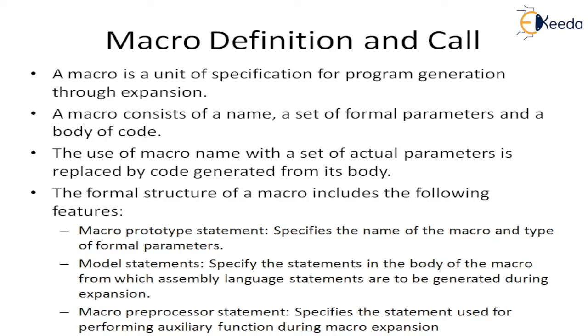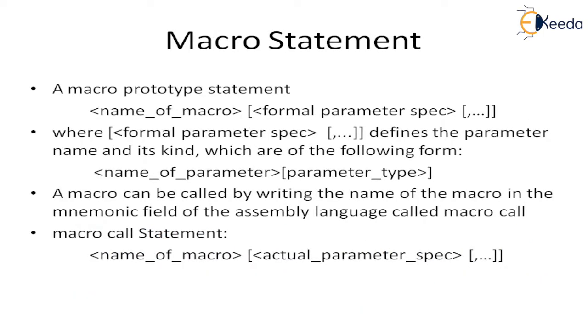The first statement is the macro prototype statement, which specifies the macro name and the formal parameters. The model statement specifies the body of the macro, and the macro preprocessor statement specifies the auxiliary function. So a macro statement is shown using this syntax. First of all, a macro prototype statement, which contains the name of the macro and the formal parameter specification.